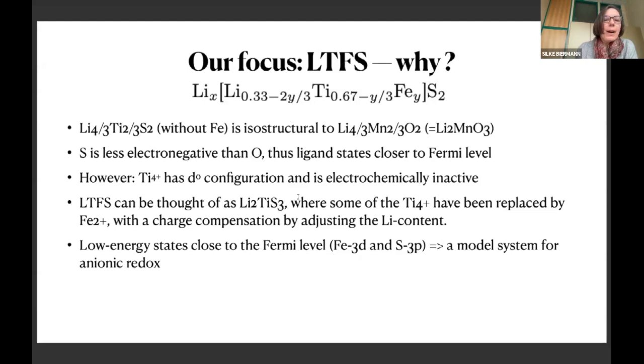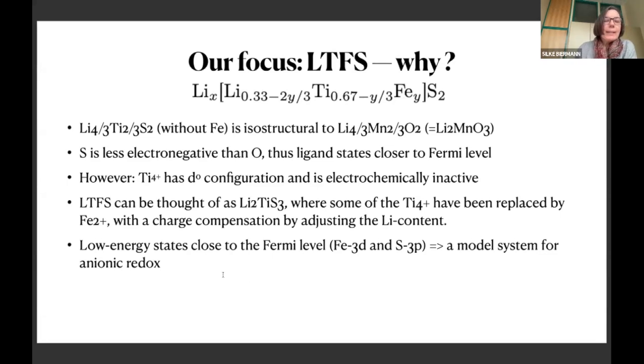So the idea of introducing now the iron into the compound can be thought of as taking the Li_2TiS_3, where you replace some of the titaniums, titanium 4+, by iron 2+, and then you adjust the charge by just adjusting the lithium content of the material. So this is what is actually happening when you do these funny number compounds. You add a little bit of iron, and then you do it by adjusting here.